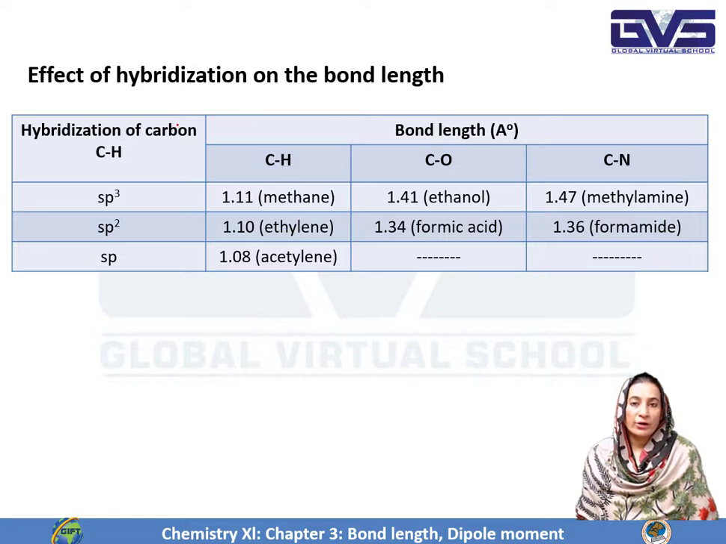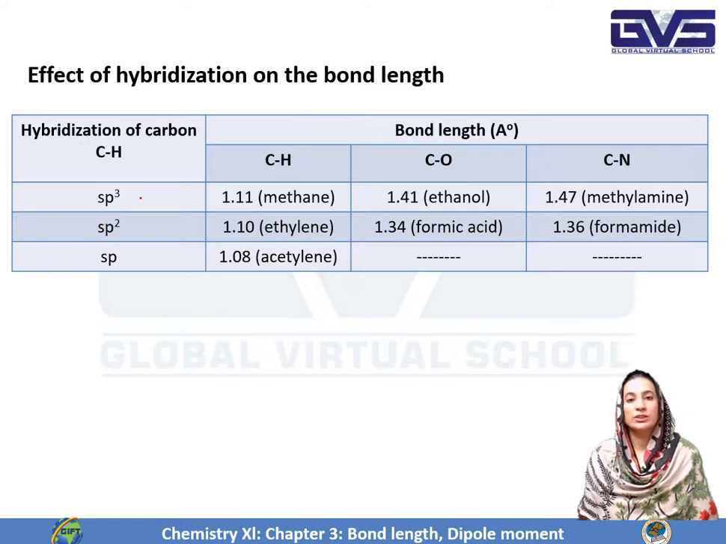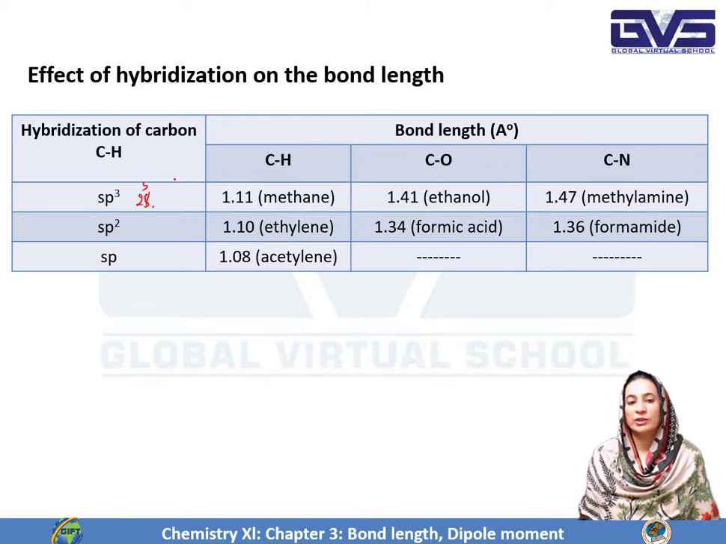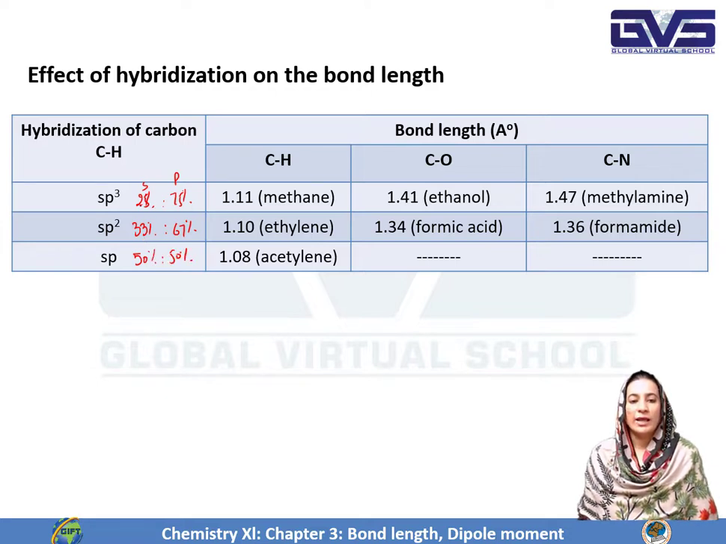And now, what is the effect of hybridization on the bond length? We have learned hybridization of three types: sp, sp2 and sp3. In sp3, the s character is 25% and the p contribution is 75%. In sp2, 1s and 2p, the contribution is 33% and 67%. In sp, 1s and 1p, there is 50% contribution of s and 50% of p. So as the contribution of s character increases, the bond length decreases.